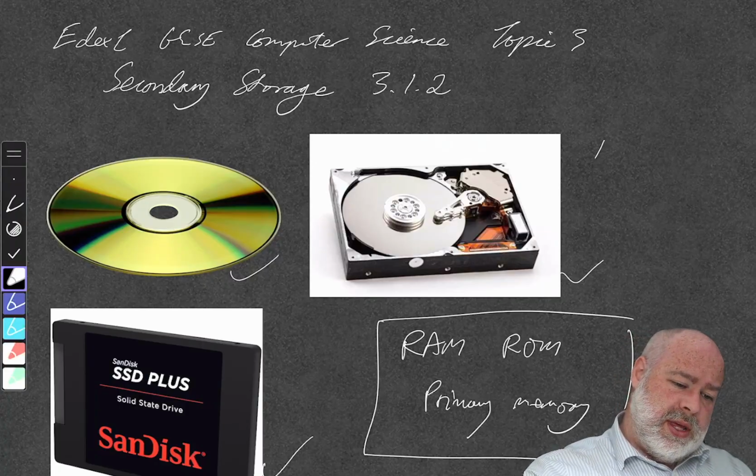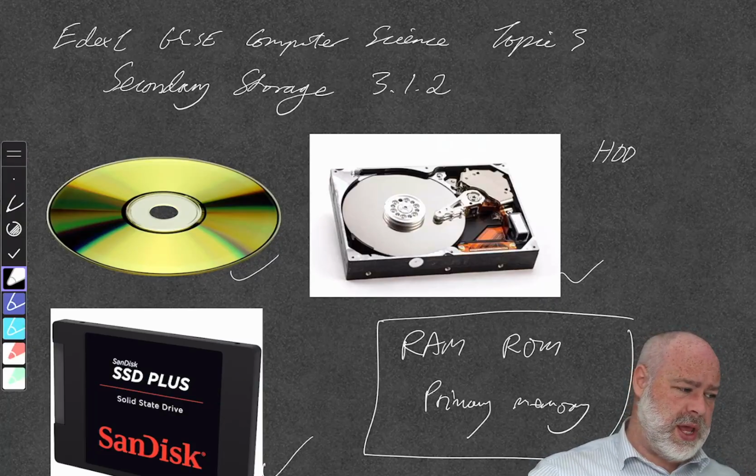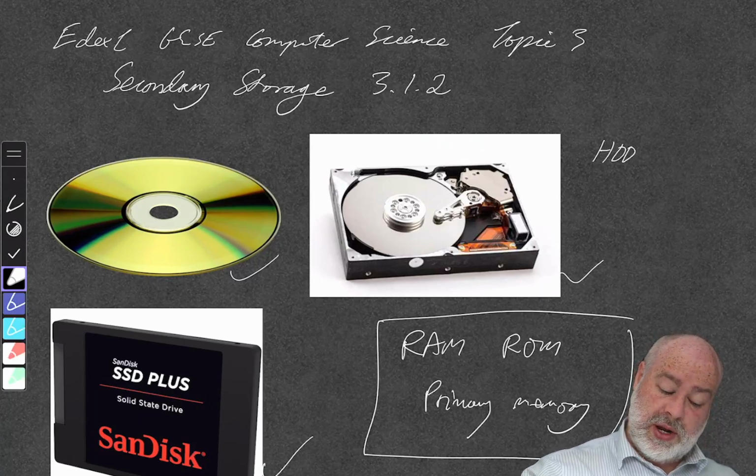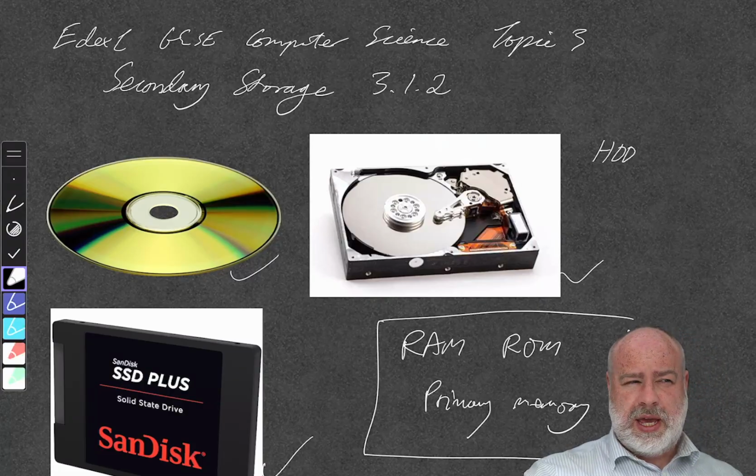So this is an HDD, hard disk drive. This one is a solid state disk. It doesn't move, and that's the key thing to remember there.